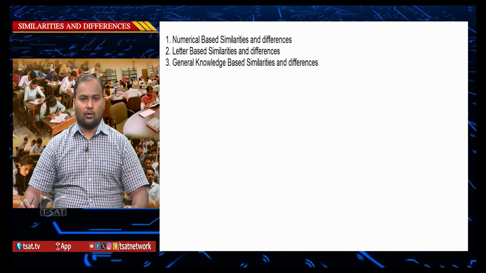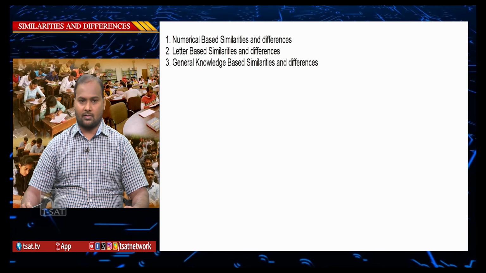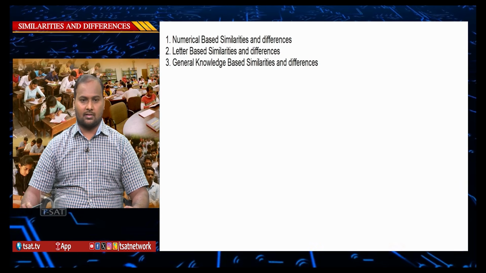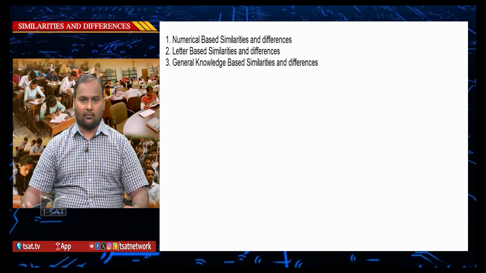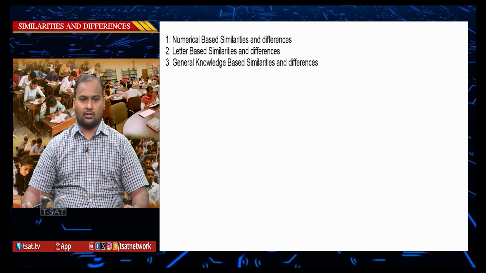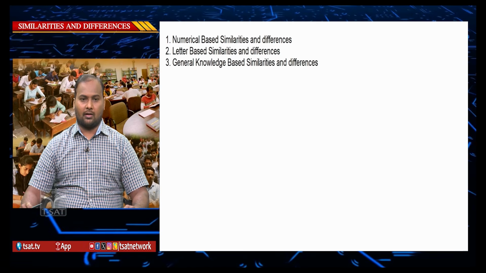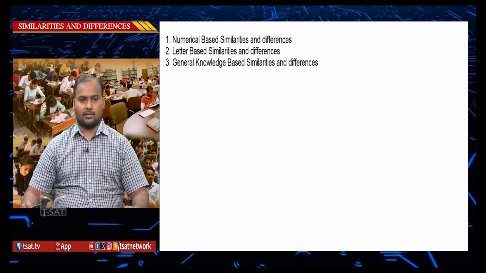In similarities and differences, we have a total of 3 types. One is numerical based similarities and differences, the other is letter based similarities and differences, followed by the very important general knowledge or vocabulary based similarities and differences.